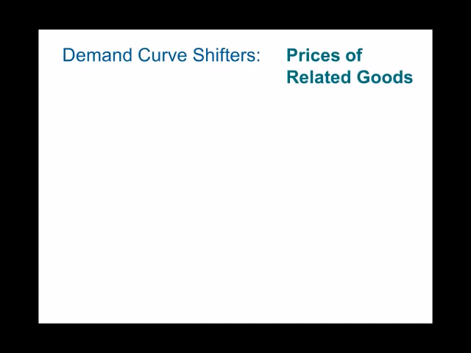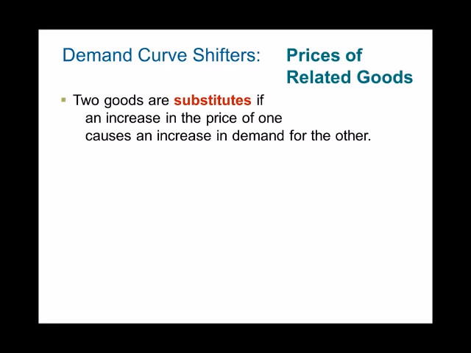The third kind is called price of related goods. Now, some of the goods actually go together. Two goods are considered substitutes if a change in the price of one of them causes the other's demand to change. Basically, substitutes are two goods that serve the same purpose, so you can use one or the other.